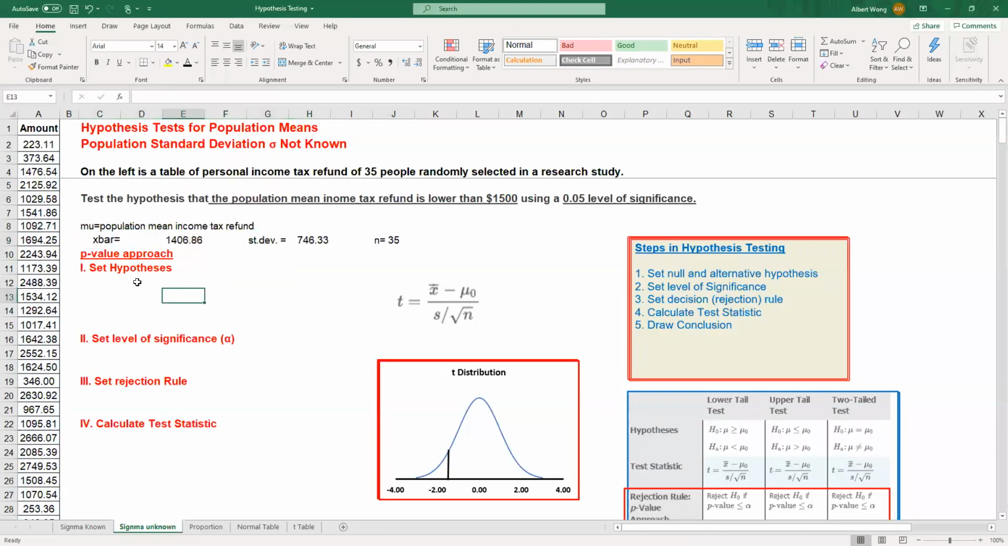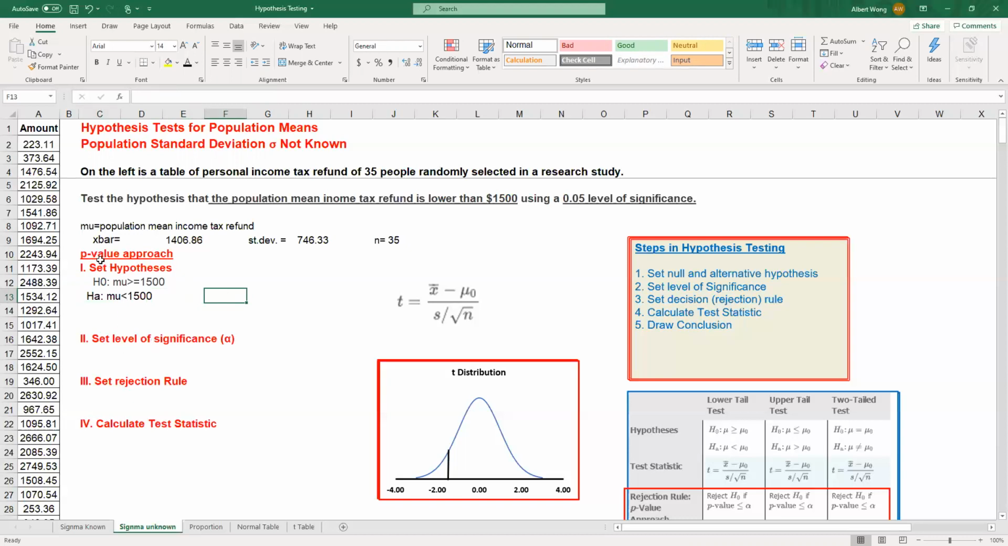Now let's look at the p-value approach for this problem. We want to test the hypothesis that the population mean is lower than 1,500. Lower means less than, so our Ha is mu is less than 1,500. This is a lower tail test. And H0 is the opposite: mu is bigger than or equal to 1,500, or you can just say equal to. So this is a lower tail test.